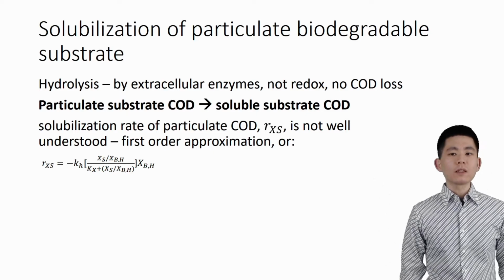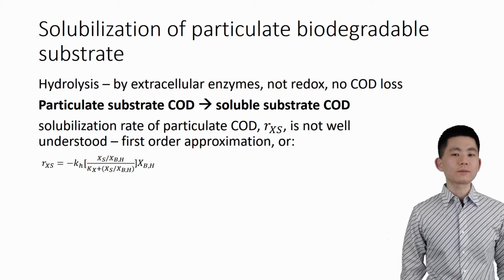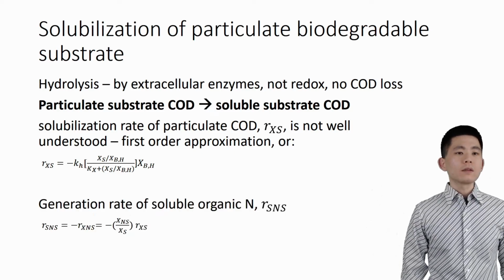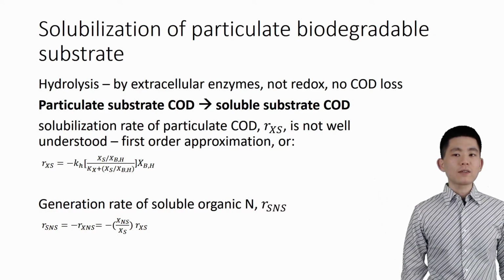Another expression can be a Monod-type reaction. Instead of substrate concentration, the reaction rate depends on the ratio of particulate substrate concentration XS to the active biomass concentration XBH. Kh is the maximum hydrolysis rate, and K sub x is the half saturation coefficient. The generation rate of soluble organic nitrogen is proportional to the solubilization rate. XNS is the particulate biodegradable nitrogen.